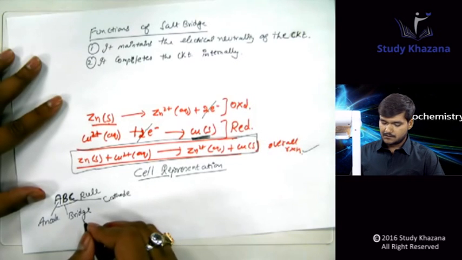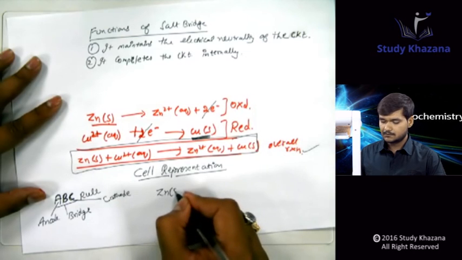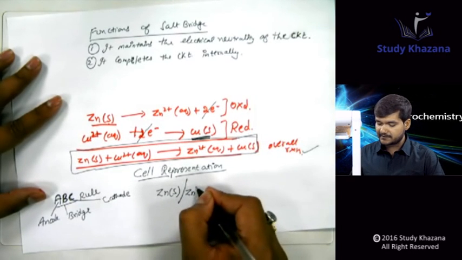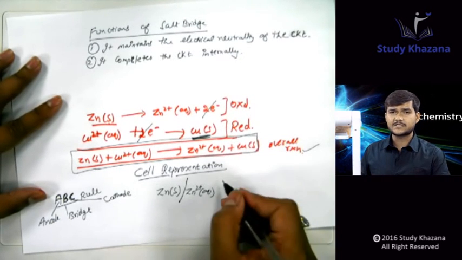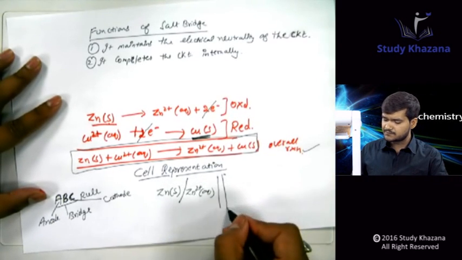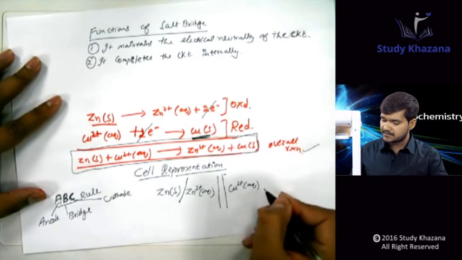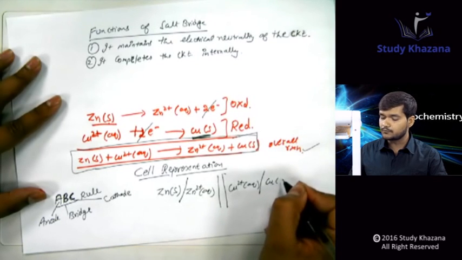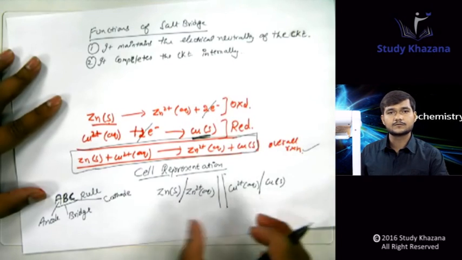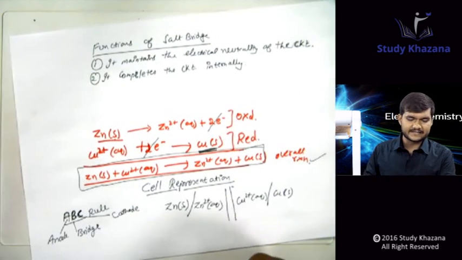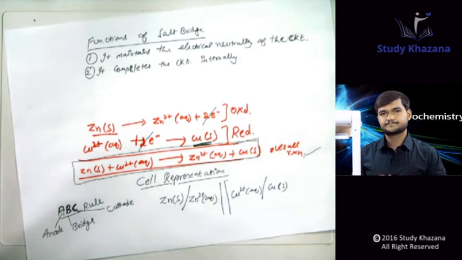Like if I have to represent this zinc copper cell, how will I represent it? Anode. Now what happened at anode? Zinc solid was converted into zinc 2 plus aqueous ions. This happened at anode. And then the bridge. Bridge is drawn with two parallel lines. And then copper 2 plus aqueous is converted into copper solid. This happened at cathode. So this is the cell representation of your zinc and copper cell, which I have explained already.